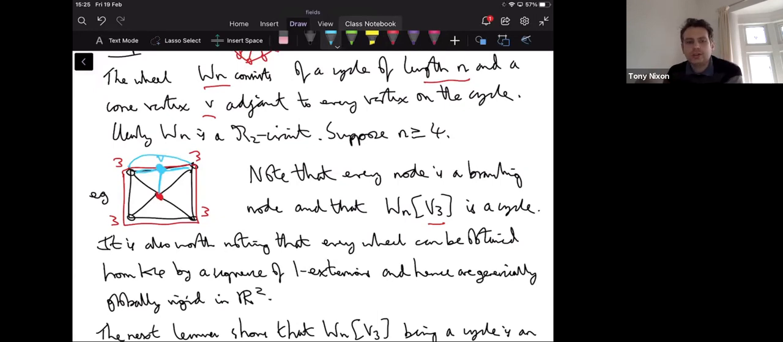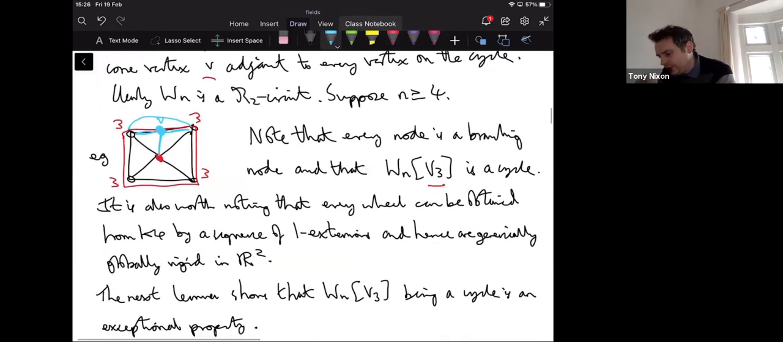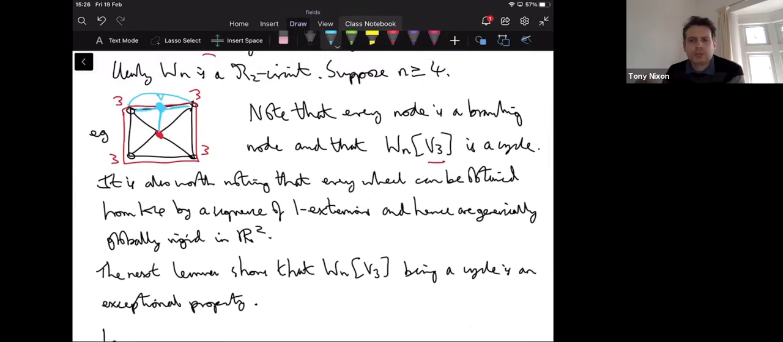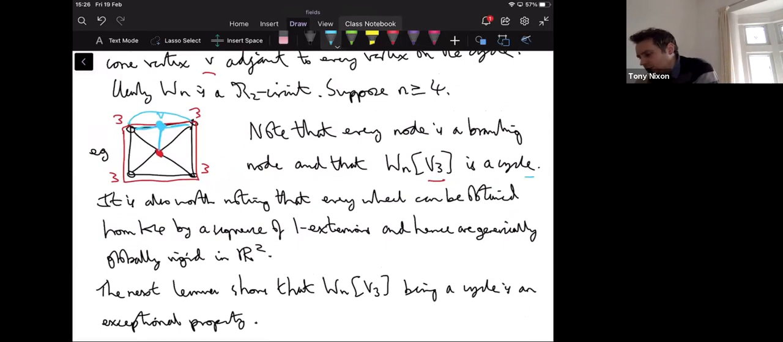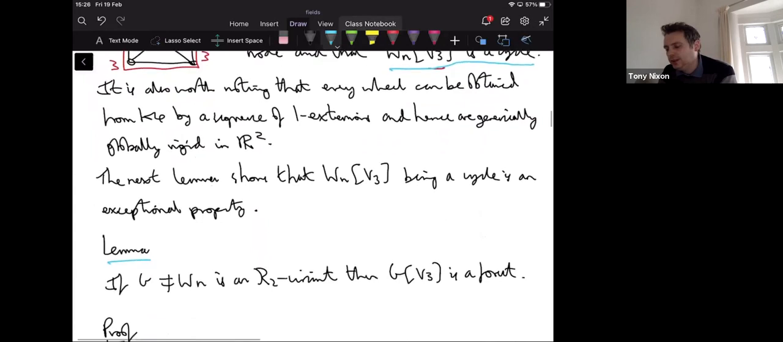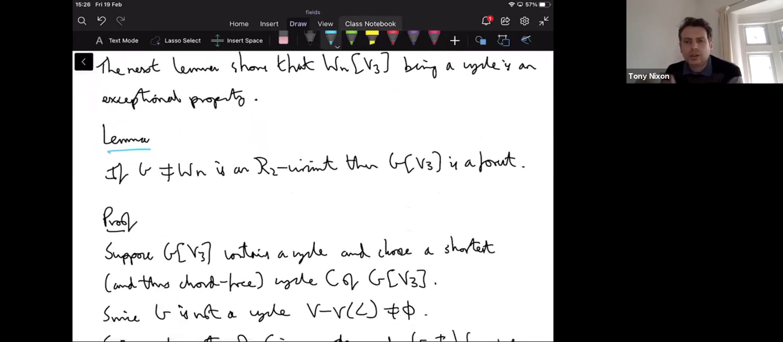So wheels are a nice little family of globally rigid frameworks in 2D that we can already see from the previous lecture are all done. But wheels are also exceptional in a sense that I just mentioned. So we just said that the subgraph of nodes in a wheel was a cycle. It's always a cycle around the outside of the wheel. It's everything apart from the vertex adjacent to everything else. But if you're not a wheel, then this subgraph of nodes cannot have cycles. And that's what we're going to prove next.